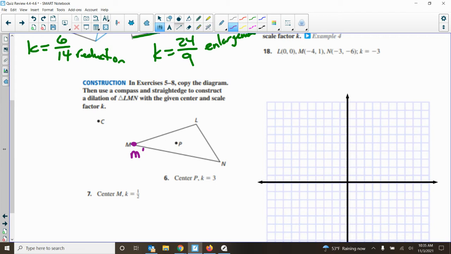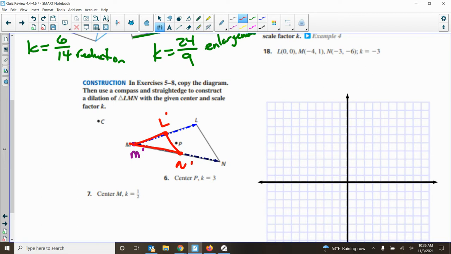And now you're going to go towards point L, but you're only going to go half the distance, all right? That's what K being 1/2 is. So right about there, this would be L prime. And again, you're going to go on the path from M to N, since M is the center point. But since K is only 1/2, you're only going to go half the distance. So right about here would be N prime. Boom, boom, boom. There you go. That is how number 7 works.